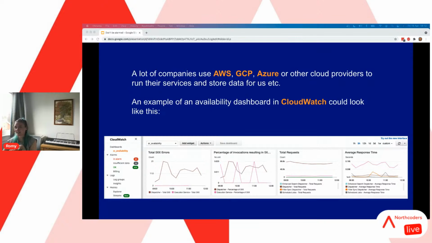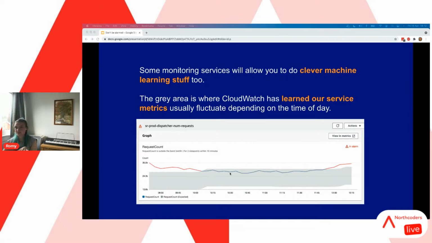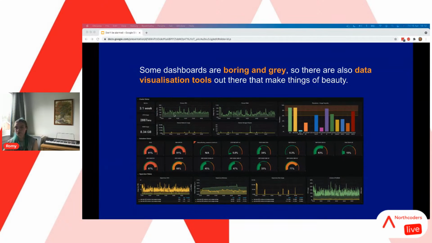This is a kind of machine learning that services like CloudWatch can do for you. They'll learn what your expected rates are. And then if you go outside of that boundary, they can tell you that you're in alarm and send you notifications. And then there are also some really cool data visualization tools like Grafana, so you can make stuff look way prettier than the CloudWatch stuff.